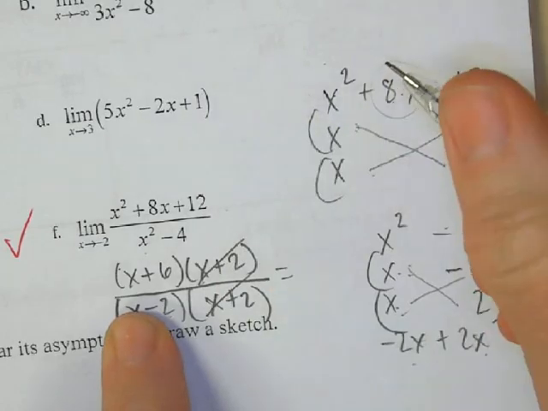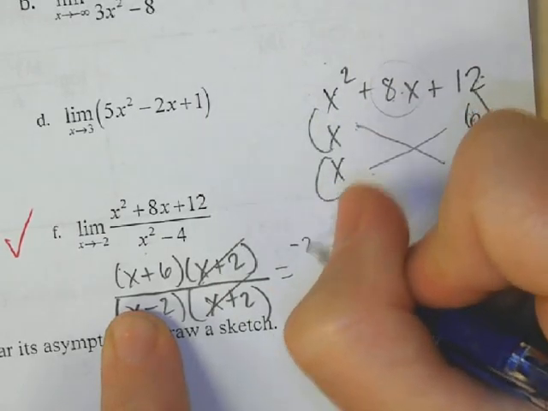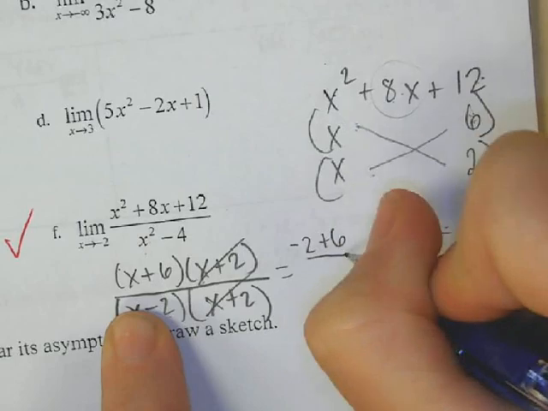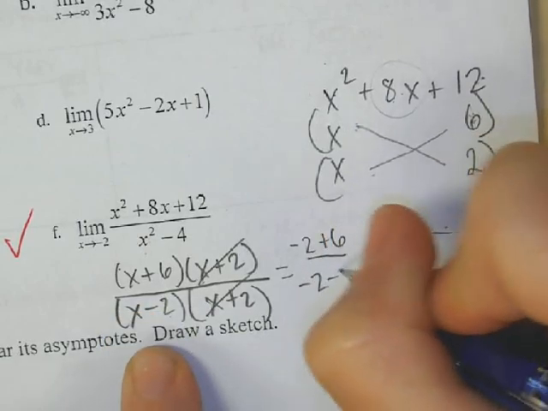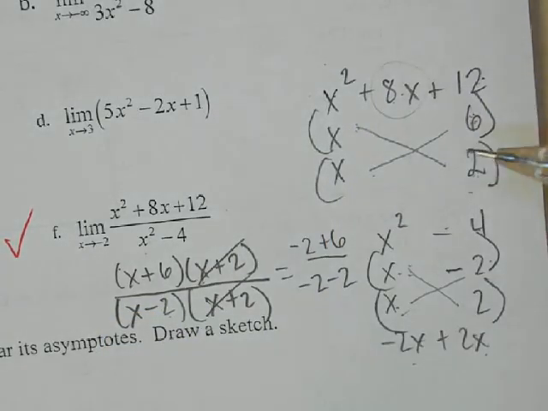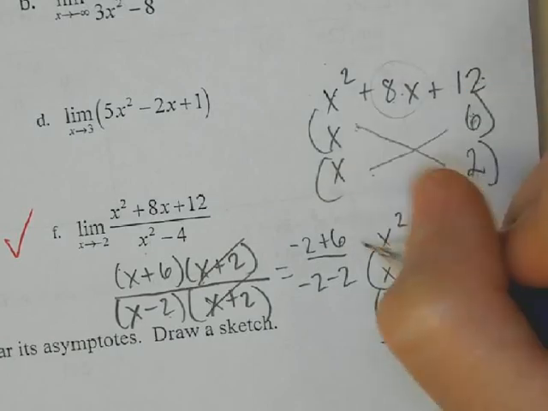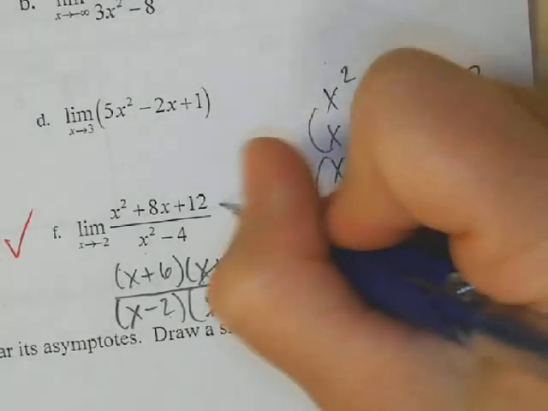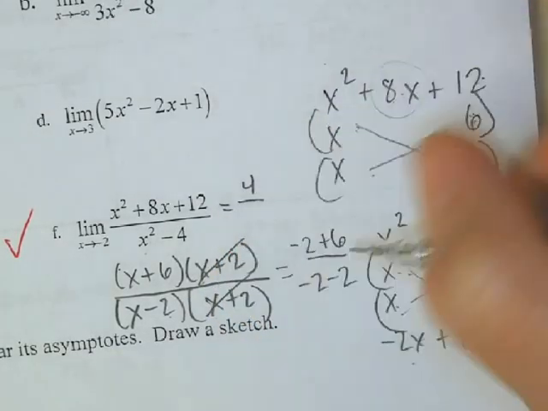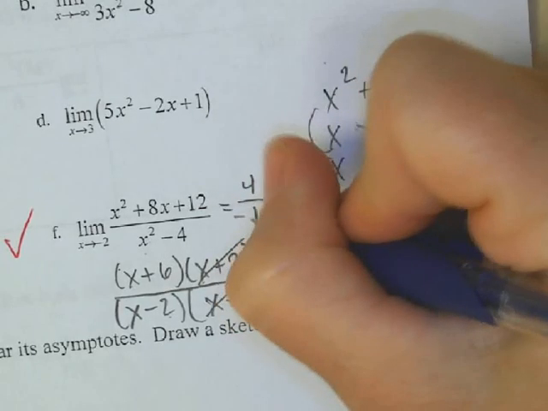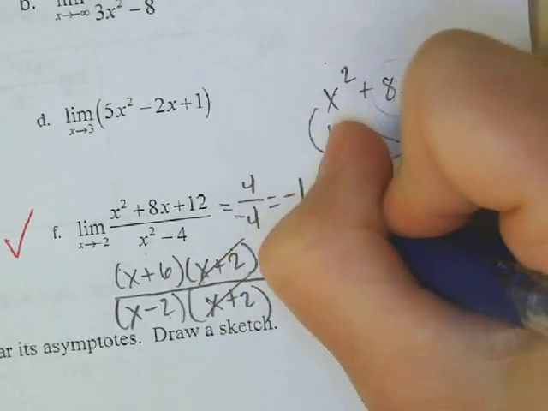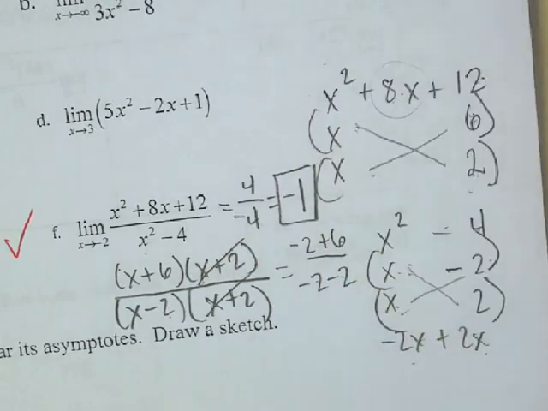I'm approaching negative 2, so negative 2 plus 6 over negative 2 minus 2. Notice I don't have 0 in the denominator anymore. I get positive 4 over negative 4, which goes to negative 1. So my answer is negative 1. My answer over to this one was positive 2.